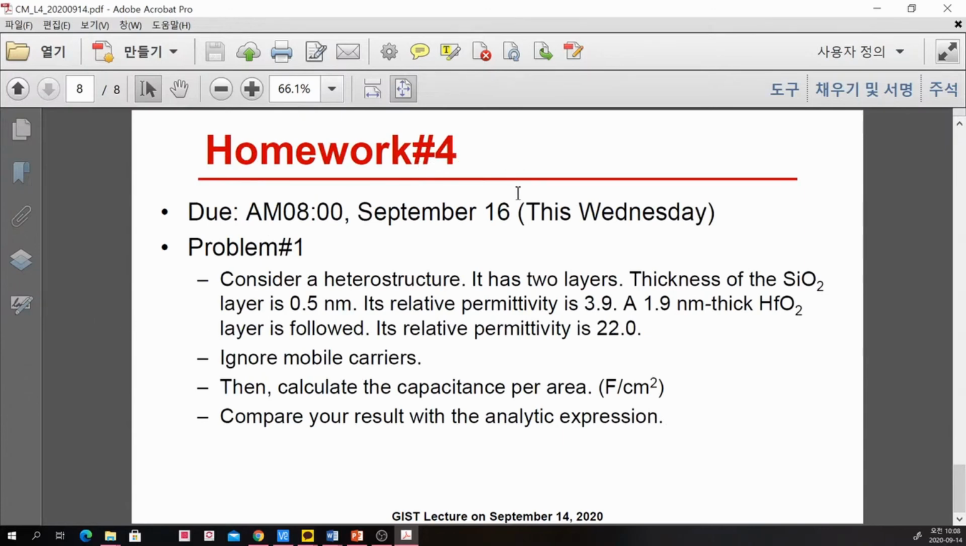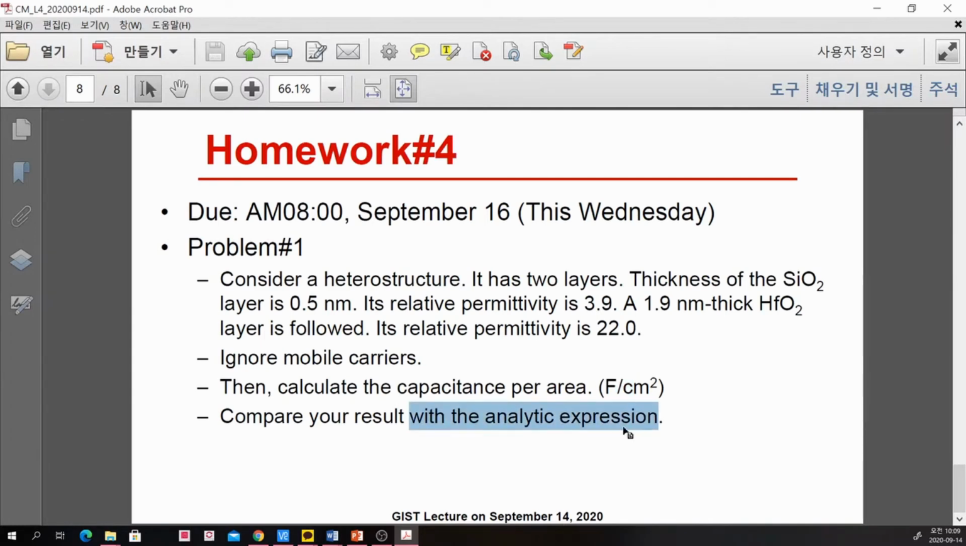Here you have homework number 4, and please do it by this Wednesday morning. So you have just around 46 hours. Now consider a heterostructure, 2 layers: a very thin silicon oxide layer and a relatively thicker hafnium oxide layer. All related material parameters are given here, and you should calculate the capacitance per area, written in the unit of farad per square centimeter. You have sufficient knowledge to calculate the capacitance per area with an analytic expression.